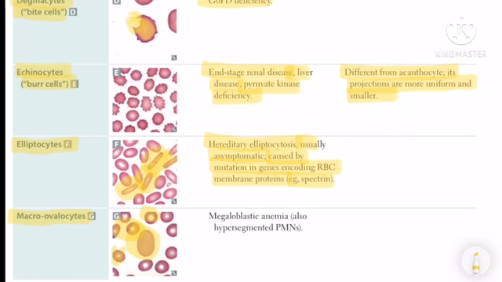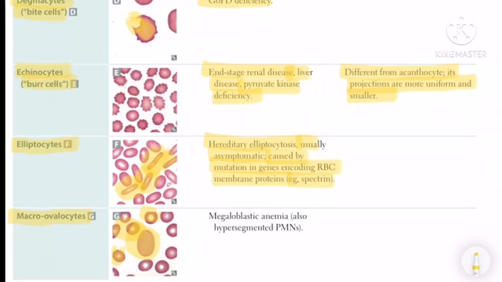We all know that vitamin B12, vitamin B9, and folic acid are very important for maturation. So once there is a deficiency of folic acid or vitamin B12, the RBCs don't mature properly, so they are immature. Once they are immature, their size is quite larger than that of normal RBCs. Because of that, they appear like macro-ovalocytes, oval in shape, like a big egg. That's why they are called macro-ovalocytes.